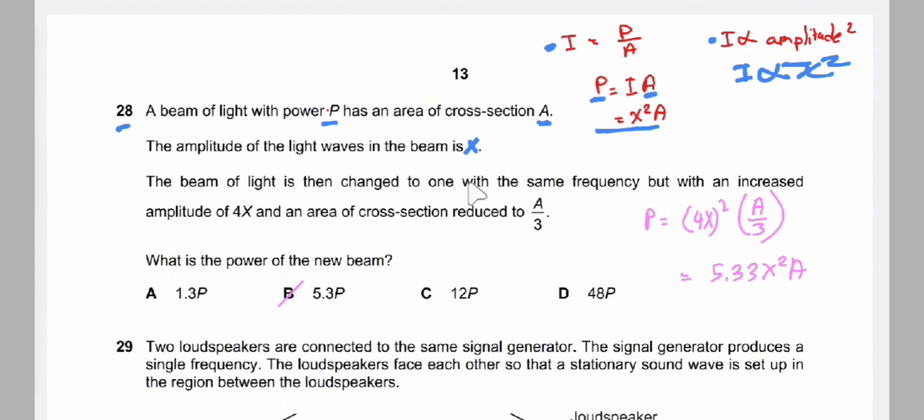Then for the second case, we are given the amplitude, that is 4x. So from this equation, intensity is (4x) squared, and the area is A by 3. So what is the new power? Using this equation, it comes to be 5.33 x squared A, and x squared A is the power P. So the new power is 5.33 P, that is B.